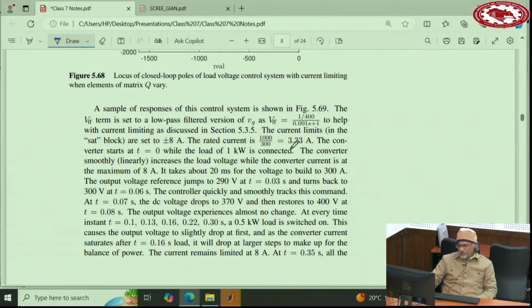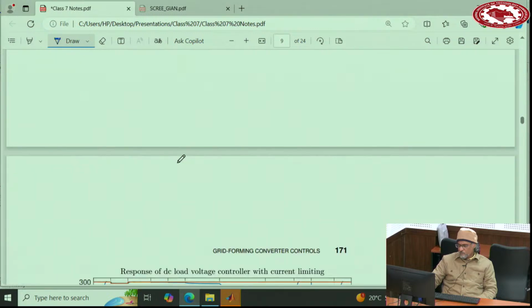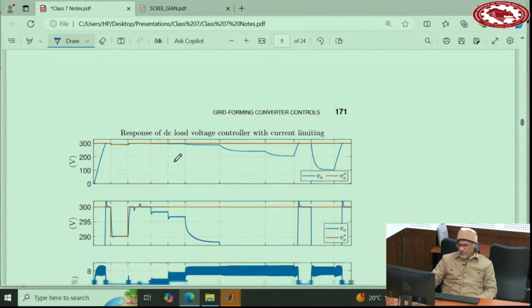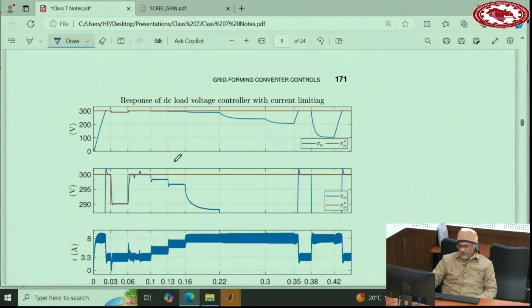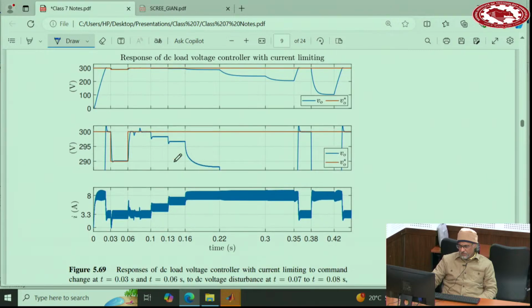Now the rated current is 3.33, and let's say we want to make sure the current is limited at plus minus 8 amperes. I think the current limit is plus minus 8 amperes. And here I think I ran a similar situation that we had before.